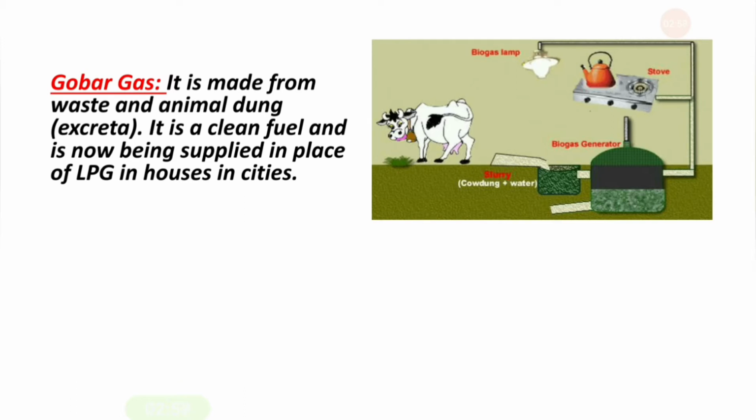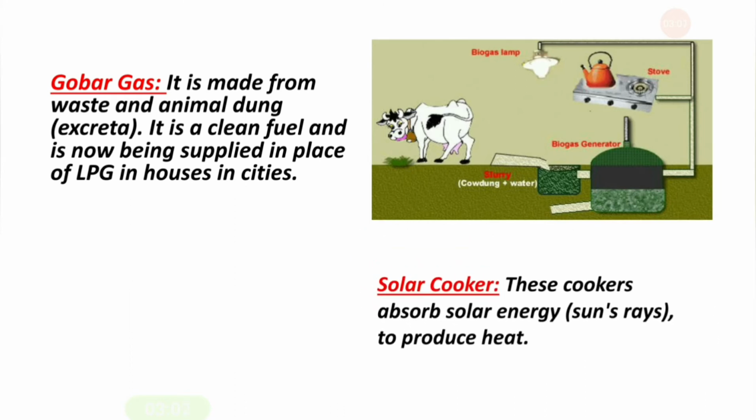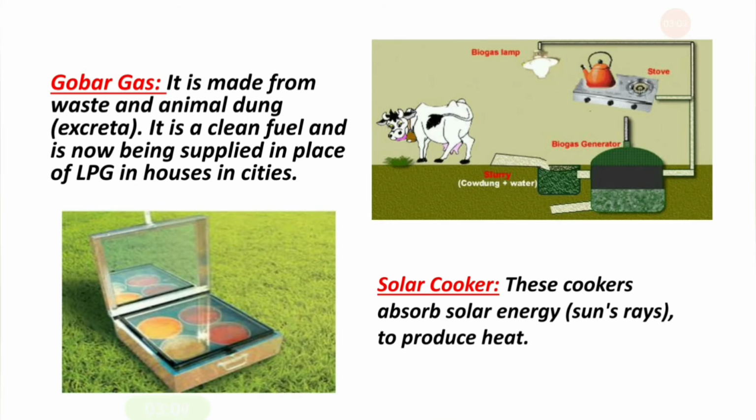Now we have to move to our next fuel, which is the solar cooker. These cookers absorb solar energy, the sun's rays, to produce heat, and due to this heat the food is cooked inside the cooker. There are several kinds of solar cookers. One of the kinds I have given in the picture.